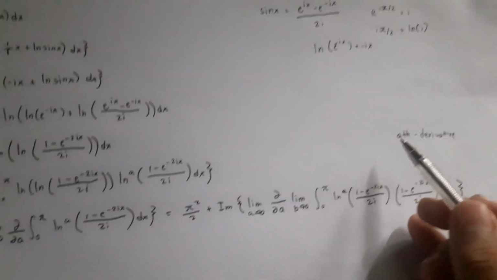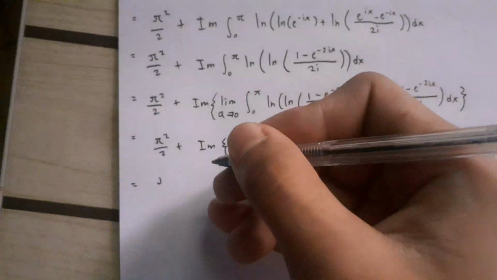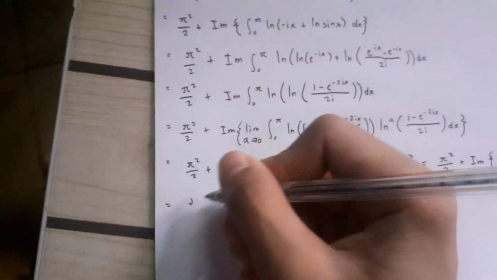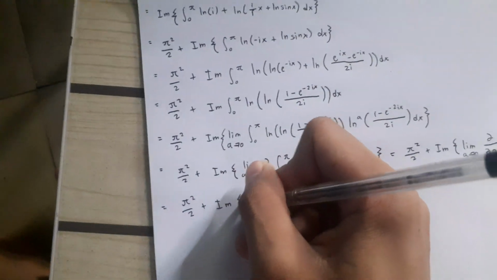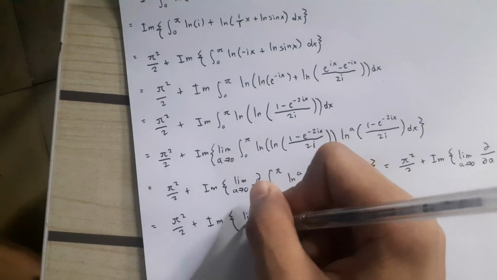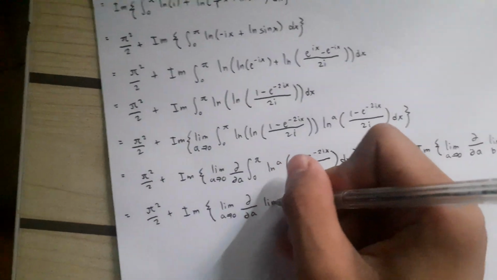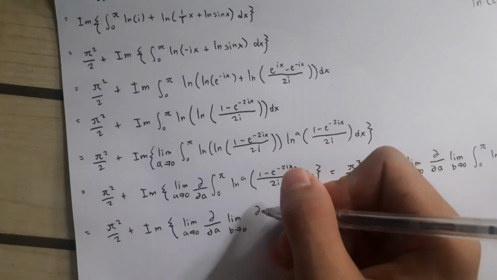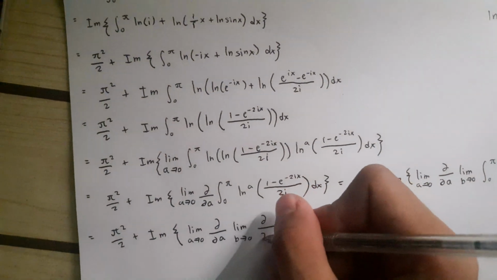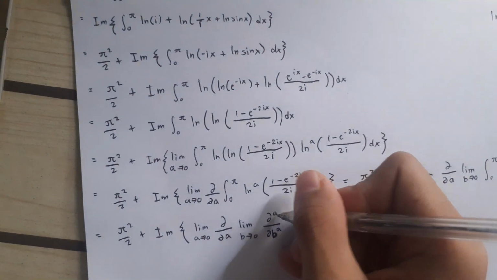So here, using this, we now have pi squared over 2 plus the imaginary part of the limit as a approaches 0 of the partial derivative with respect to a, and the limit as b approaches 0 of the partial derivative of b to the 8th order.